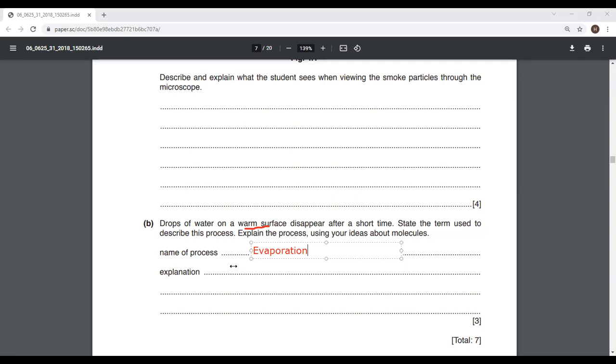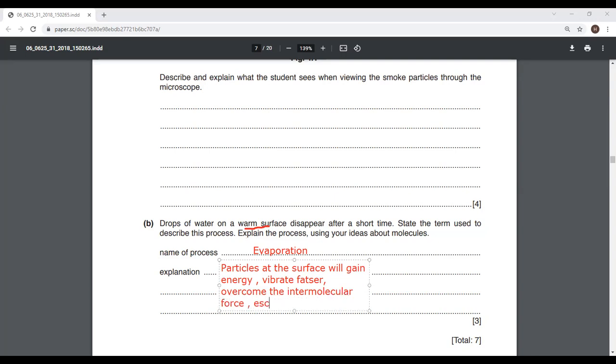And then the explanation of this phenomenon is that the particles of water, at the surface of the water, will gain energy, vibrate faster, overcome the intermolecular forces, so escape in the form of gas to the surrounding. Okay, that's all for the evaporation.